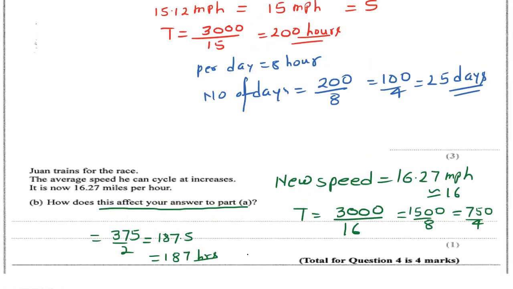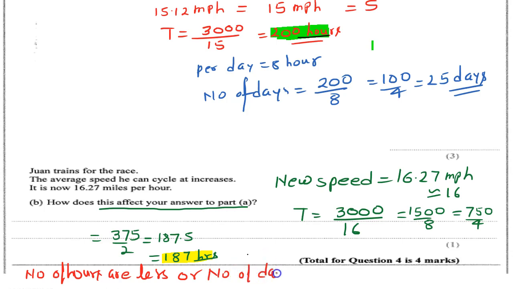If you see in the previous, there was 200 hours. Yeah, 200 hours. Now here it is 187 hours. So speed has increased, so number of hours will be less and number of days will be less. So you can write down this statement here: number of hours are less, or number of days are less. So this is compared to your previous part.